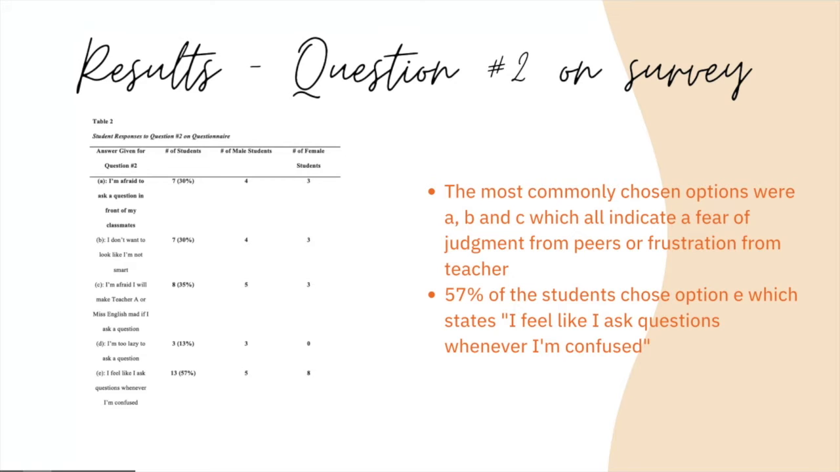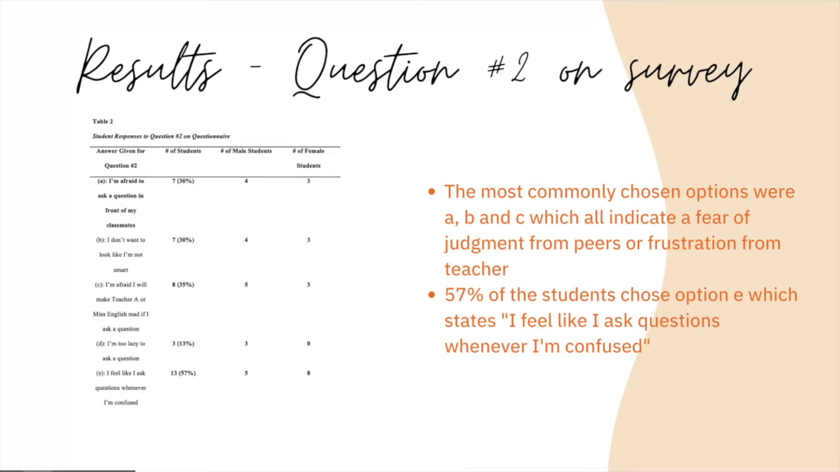Question 2 again asked, when I'm confused about something in class and I do not ask a question, why do I not ask a question? What's holding me back? They could choose all of the options that they agreed with, so that's why the percentages do not add up to 100%. I found that the most commonly chosen options were A, B, and C, which, if you look, all have to do with some type of fear.